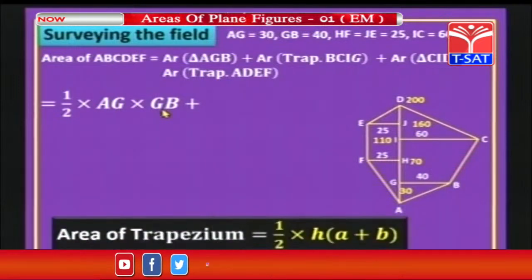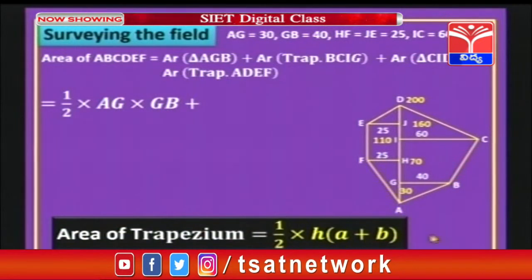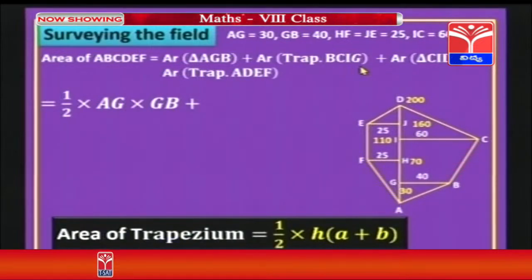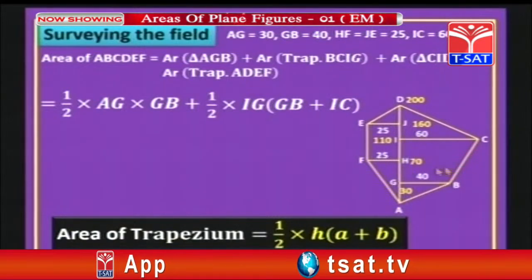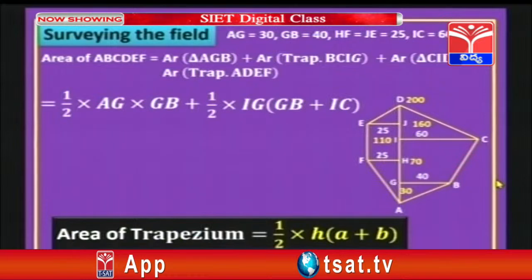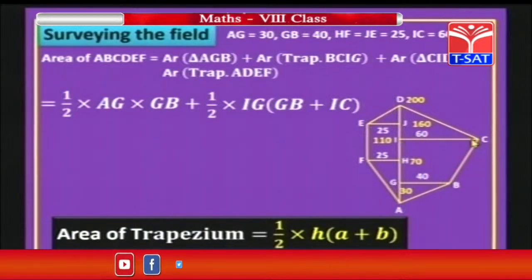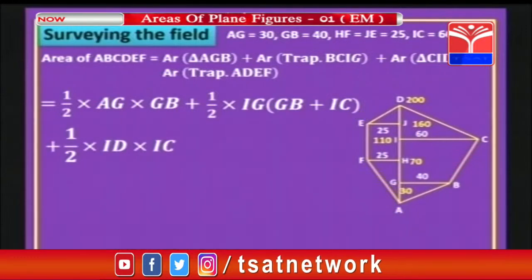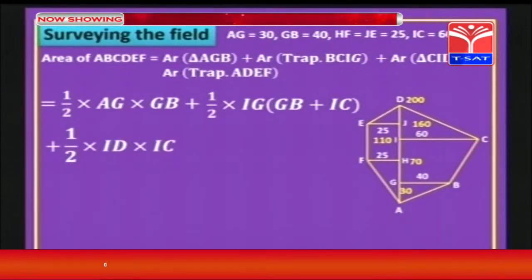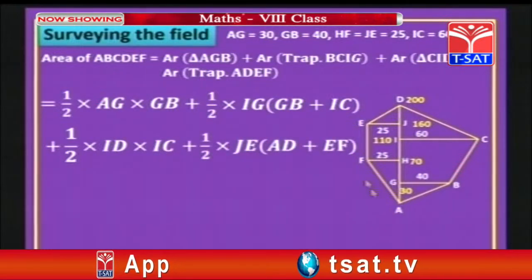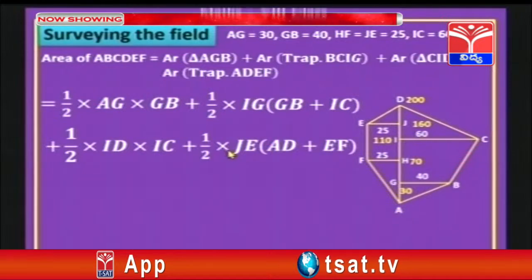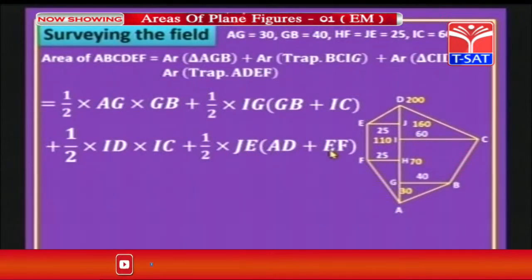So similarly, what is the area of a trapezium, children? Half h into a plus b. So we have here a trapezium, right? That is trapezium BCIG. So what is its area? Half into distance between parallel sides IG into sum of parallel sides. What are the parallel sides here? GB and IC. So GB plus IC. Similarly, on substituting, the area of triangle CID is half into ID into IC. And for this bigger trapezium, it is half into JE into AD plus EF.